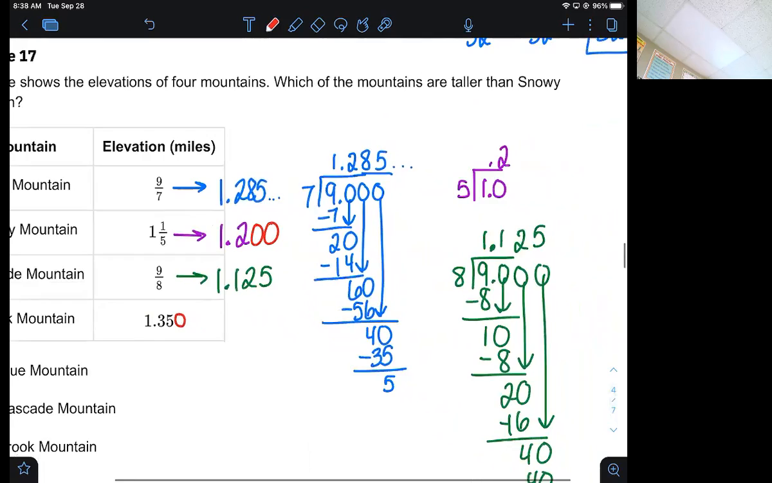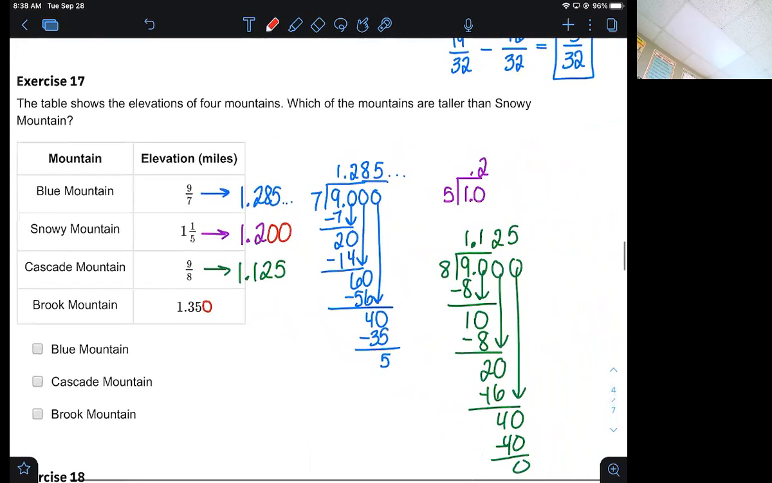Which of them are taller than Snowy Mountain? So this is Snowy Mountain. Is 1.285 bigger than 1.200? Yes. So Blue Mountain is taller than Snowy Mountain. Cascade Mountain, is 1.125 taller than 1.200? No. Brook Mountain, is 1.350 bigger than 1.200? Yes.